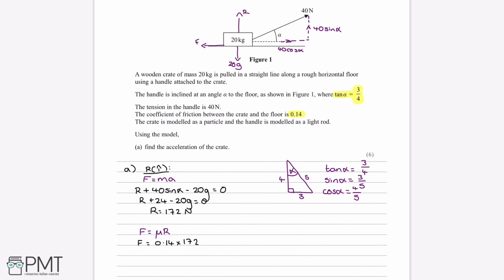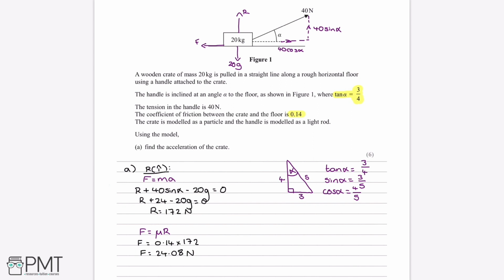So we know that the frictional force is equal to 0.14 multiplied by 172. And so we can actually find this frictional force. If we do this calculation, we find that the frictional force is equal to 24.08 newtons. And so now we have a value for all of the previously unknown things in this diagram. We have R, we have F, and we found a way that we can solve things with alpha in them because we have equations for cos and sine alpha.